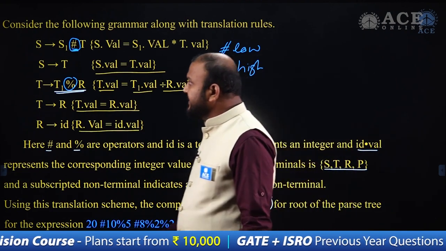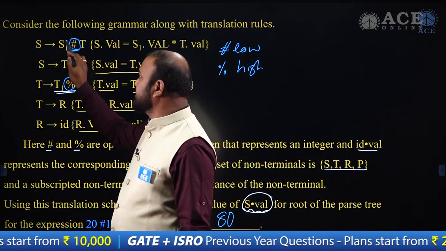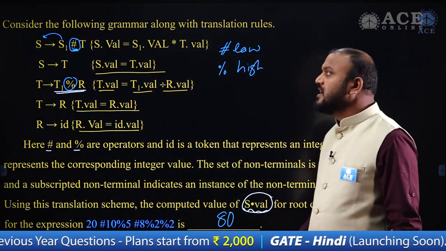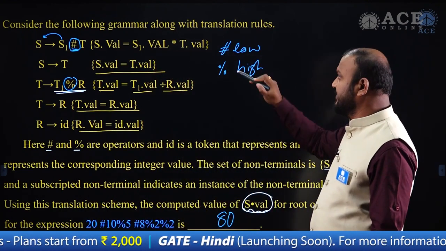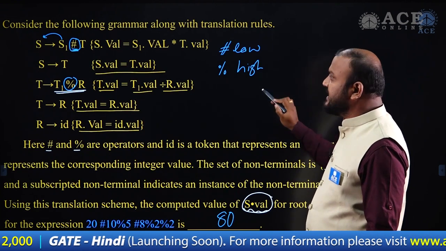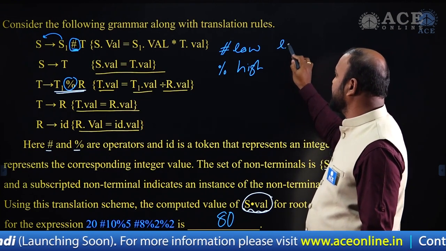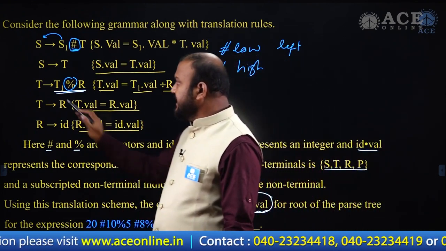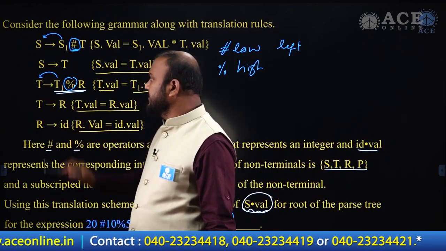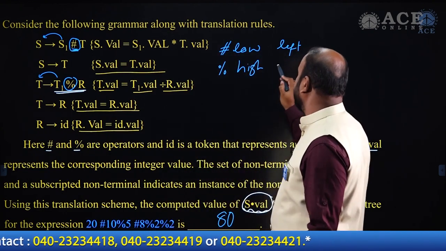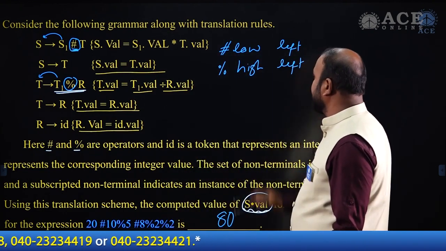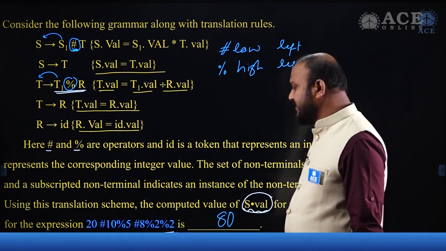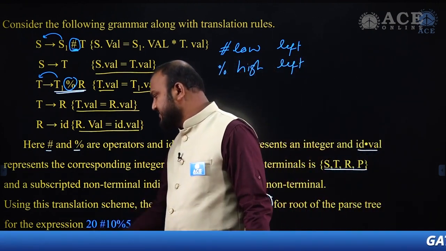And you also observe here S tends to S hash T. So we can call it left recursive, because the leftmost symbol in the RHS is the same as the LHS. Then the associativity of hash is left associativity. And look at the percentile, T tends to T percentile R. We can say percentile is also left associative. So we understood the precedence and associativity. Now we can evaluate the expression and find the answer easily.